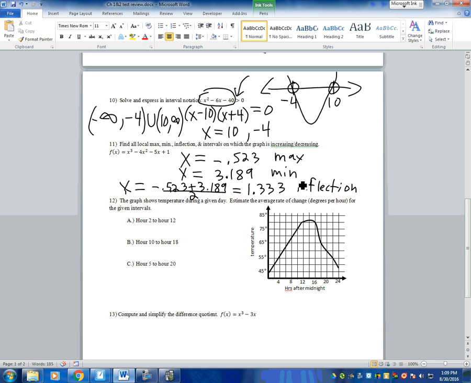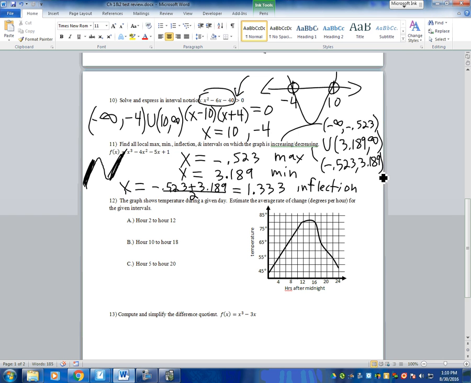So increasing, decreasing intervals, you got to figure that coming to the left of the max, it's got to be going up, right? It's going to reach a max point, so it's got to be coming up to the max, and then it goes back down to the next minimum, and then it goes up from there. So the increasing interval would be negative infinity, comma, negative 0.523, union, so that covers from here up to here, and then it's going to increase again here. So from the minimum, which is at 3.189, to infinity, it's also increasing. And then it's decreasing in between those two, from negative 0.523 to 3.189.